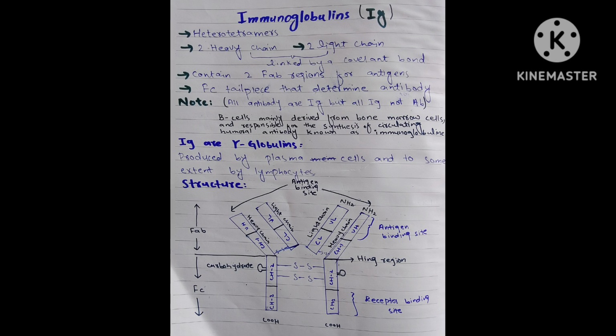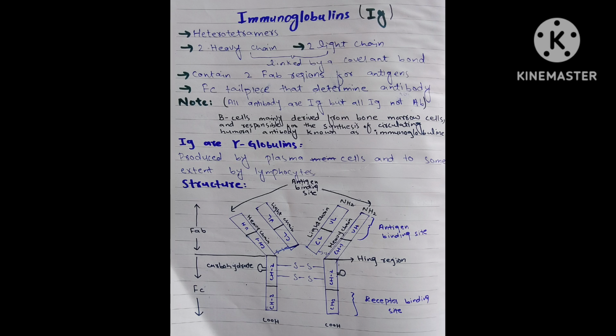Immunoglobulins are heterotetramers. They contain two heavy chains and two light chains linked by covalent bonds, and also contain two Fab regions for antigen recognition and Fc tail pieces that determine antibody class. Note, all immunoglobulins are not antibodies, but all antibodies are immunoglobulins.